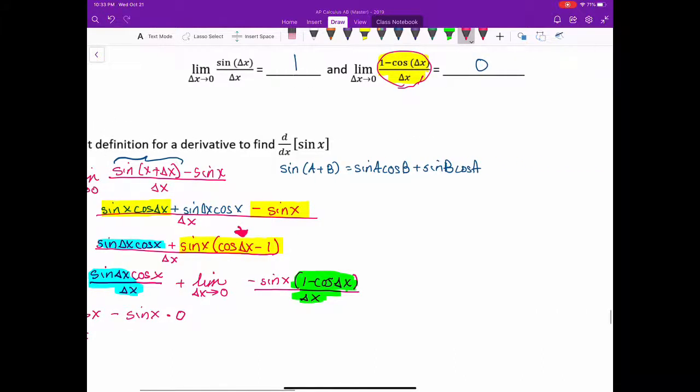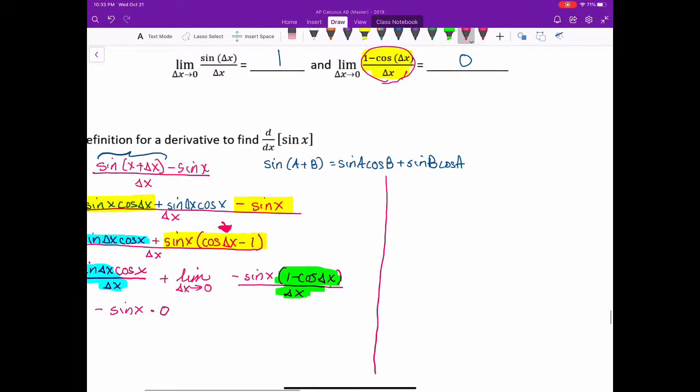I want you to try to do the proof for cosine on your own right now. It's done very similarly. You're going to start out here. You're going to do d dx cosine of x, like that, and then apply the limit.